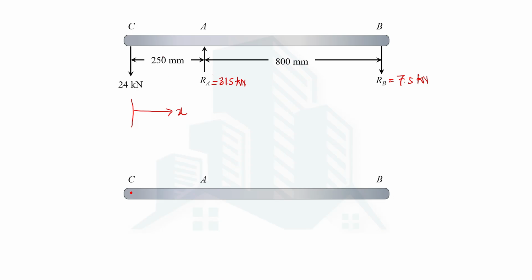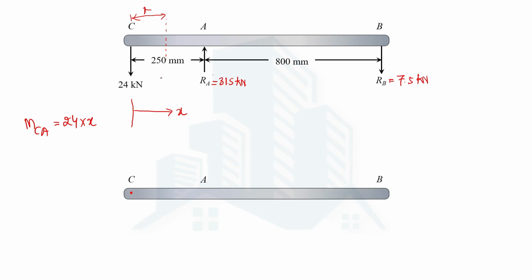Now if we are in between point C and A, let's say over here, then this will be the x distance. In this region the moment will be calculated by the formula. So the moment in the region of C and A will be calculated as 24 multiplied by the moment arm, and that moment arm is x. Let's say we are x distance away from the point C.